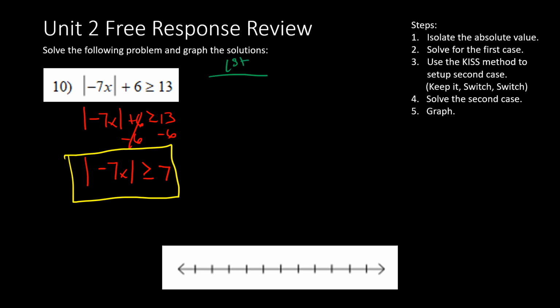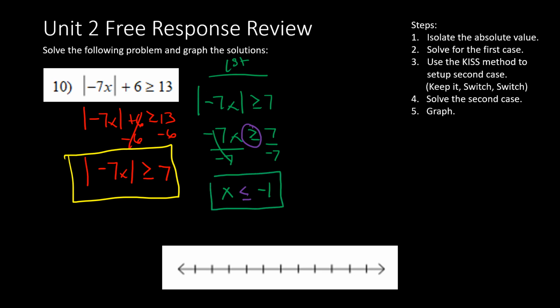For our first case, we're going to say the absolute value of negative 7x is greater than or equal to 7. Drop the absolute values, we get negative 7x is greater than or equal to 7. Divide both sides by negative 7. So that simplifies out, so we get x. 7 over negative 7 is negative 1. Now, something important is happening here. This sign is going to switch. And it switches because we divided by a negative number. So x is less than or equal to negative 1. Again, because we divided by a negative number, our sign switches.